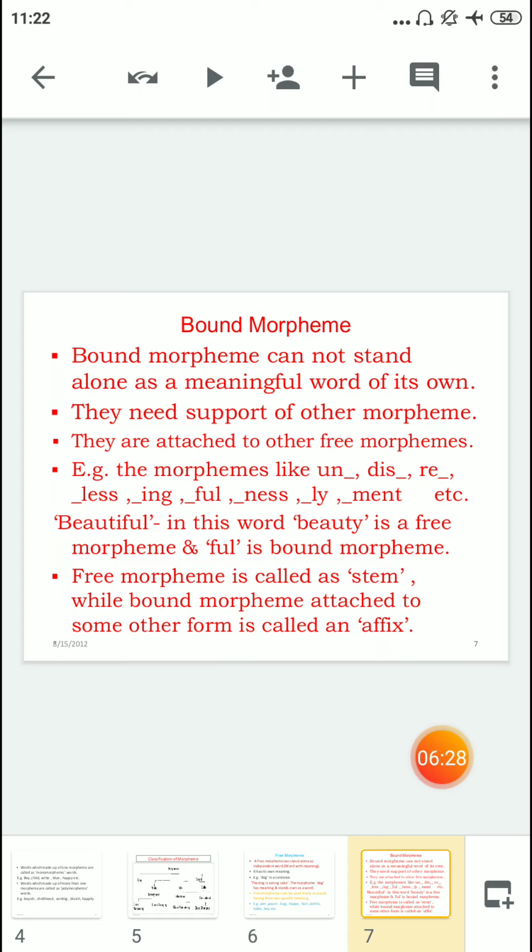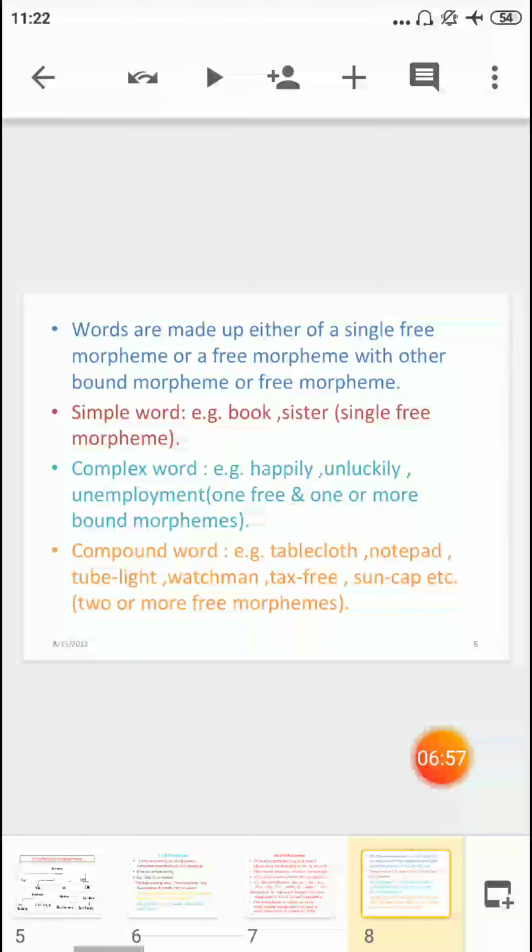In this word, beauty is a free morpheme, while ful, full, is a bound morpheme. If you remove beauty and full, beauty has a meaning without the help of full, because beauty is a free morpheme, but full, being a bound morpheme, doesn't have its own meaning alone. A free morpheme is called a stem, while a bound morpheme that is attached to some other form is called an affix.